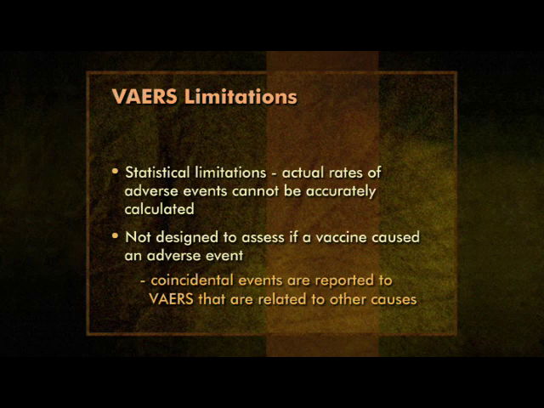There are also statistical limitations to VAERS. VAERS does not collect data on the number of vaccine doses administered, so actual rates of adverse events cannot be accurately calculated. Finally, it is important to keep in mind that VAERS is not designed to assess if a vaccine caused an adverse event. Coincidental events are reported to VAERS that happen at the time of vaccination and are related to other causes. VAERS does not make an evaluation of whether reports are caused by vaccine. However, these coincidental reports remain in its public searchable dataset, CDC Wonder.